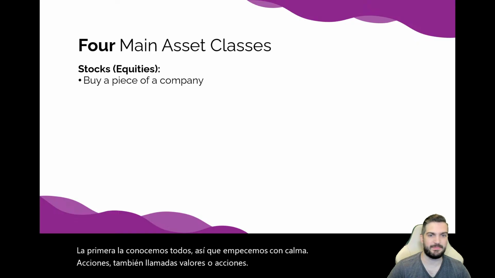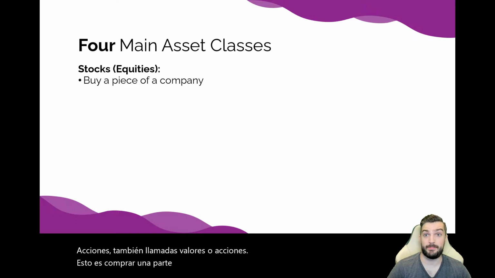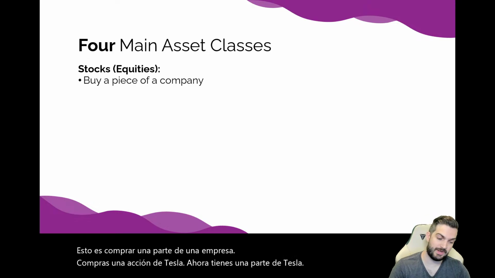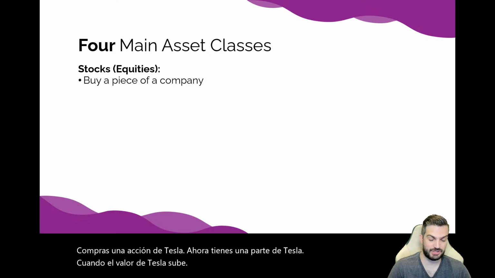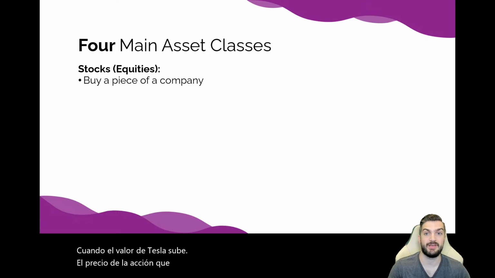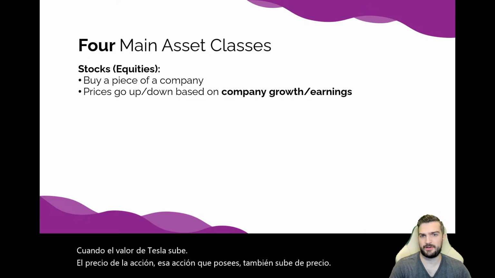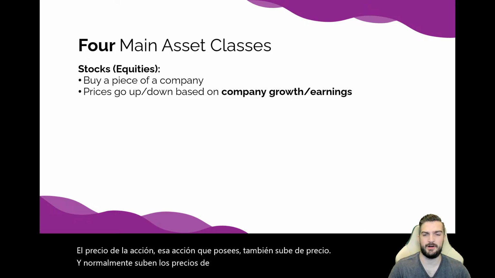This is buying a piece of a company. You buy a share of Tesla, you now own a piece of Tesla. When Tesla's value goes up, the share price, that share that you own, goes up in price as well. And typically, prices of stocks go up and down based on the company's growth or their earnings.